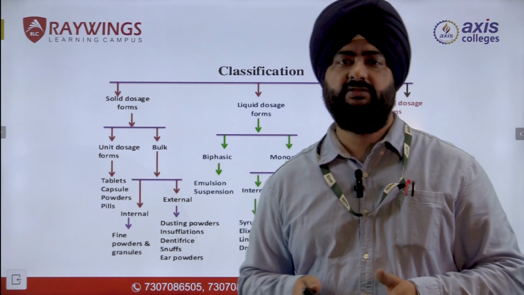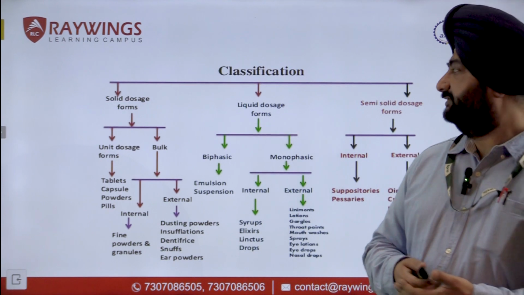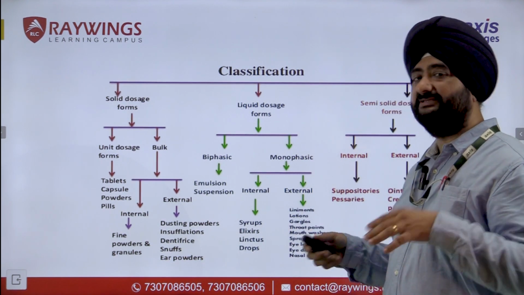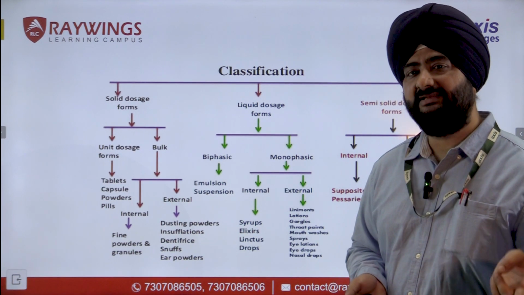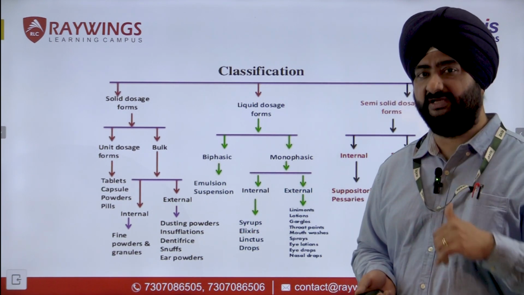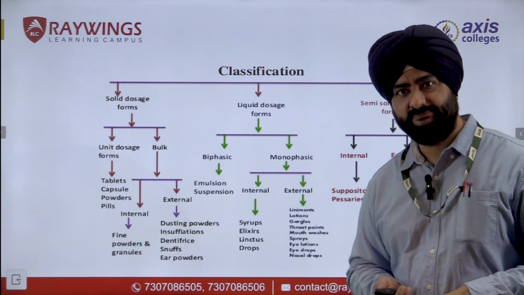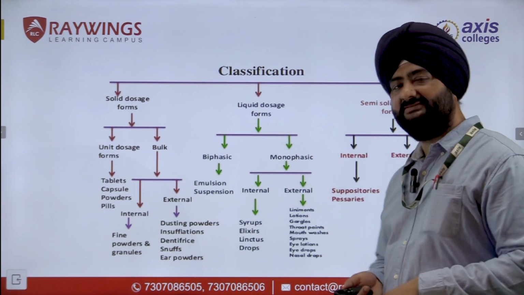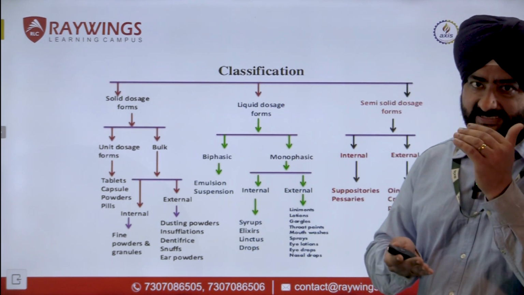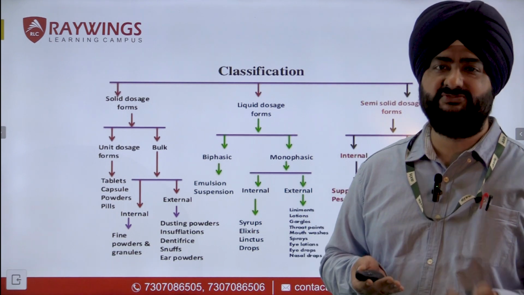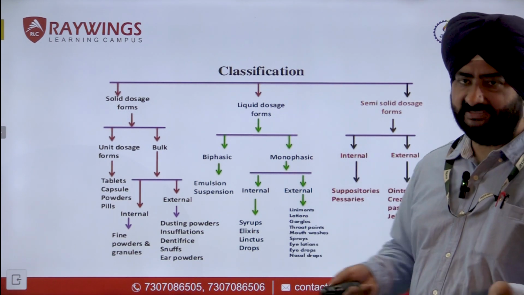So this we are going to cover in this topic of emulsion and suspension. Now, what is monophasic liquid dosage form? It further divides into two forms, internal and external. Internal means we have to swallow that dosage form, right? So it covers syrups, elixirs, linctus, and drops. What are the advantages, disadvantages, and uses of them, that we're going to cover in this topic.